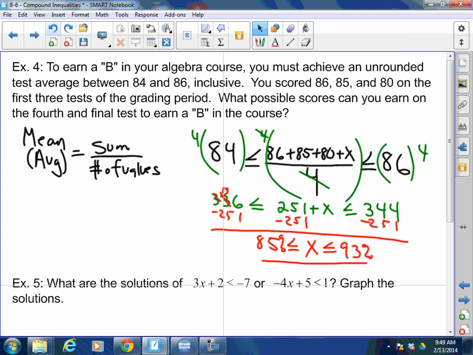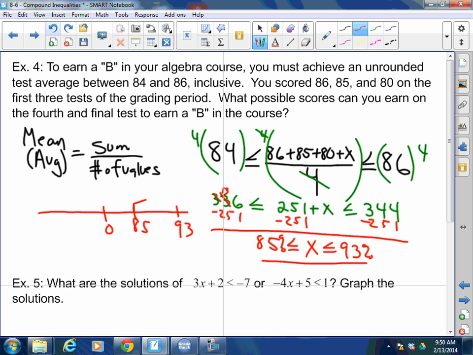And that is the range that you have to get on this last test for you to get a B. If you go over 93, you're going to get higher than a B. If you go lower than 85, you're not going to get a B. Do you want us to graph? Of course you can graph these word problems. I told you I made this very easy. 0, 85, 93. Yes, I want you to.